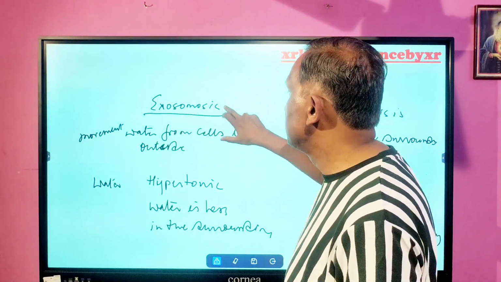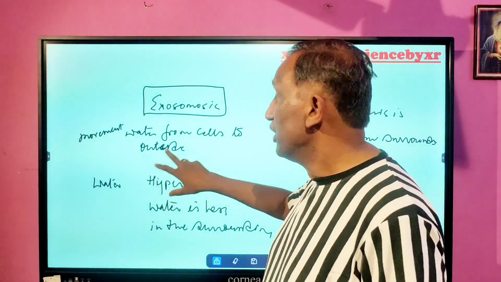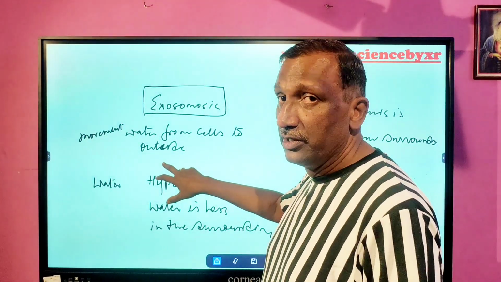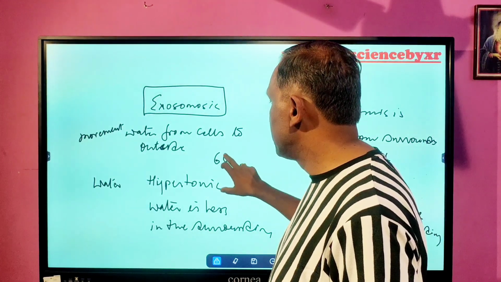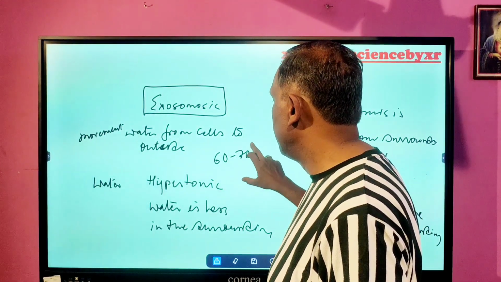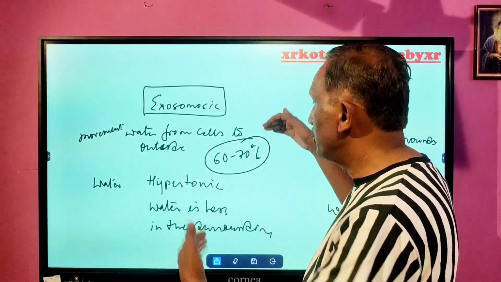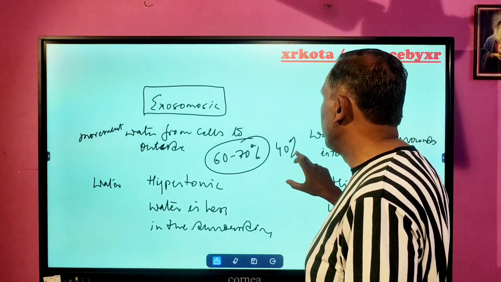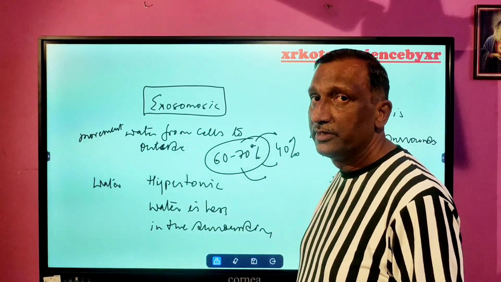तो exosmosis जब हो रहा है, that is when the water is moving from the cells out to outside, तो inside the cell there is more water, outside should be less water. More water inside the cell. Cell के अंदर मान लीजिए पानी कितना है, 60% to 70% है inside the cell. Inside the cell, and surrounding में कितना होना चाहिए? It should be less than 60%. So say for example outside water is merely 40%. So water will start moving from 60% to 40%.